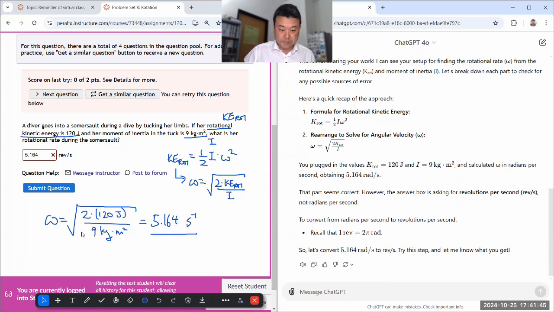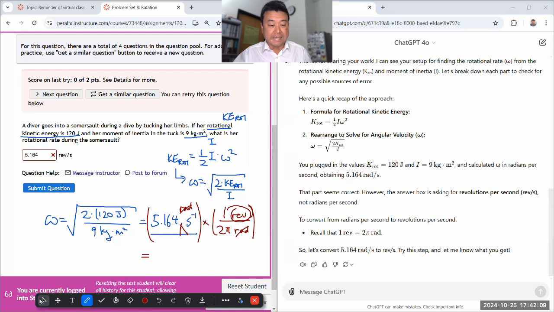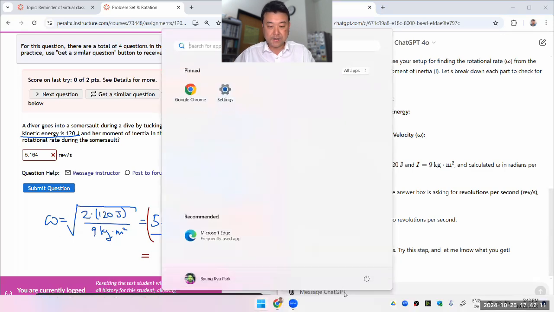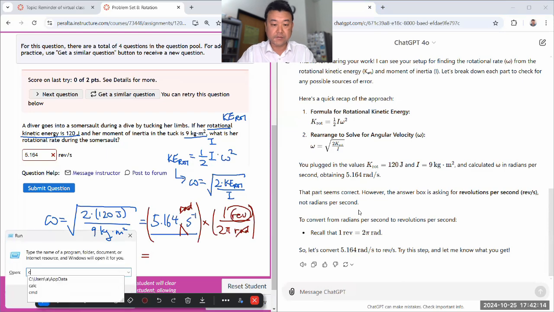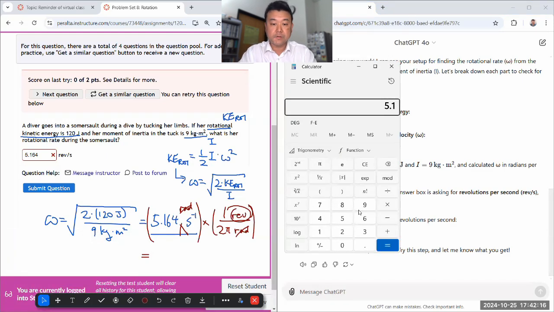So I guess the correction here would be I need to put in radian. 2 pi radian is equal to 1 revolution. So radians cancel, and I'll be left with a revolution. So I need to divide this number by 2 pi. Can't do that in my head, so let me use the calculator. 5.164 divided by 2 divided by pi. So 0.822.